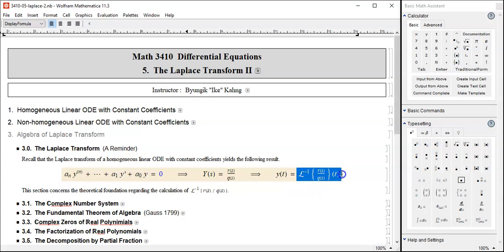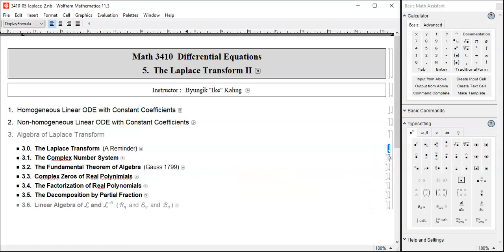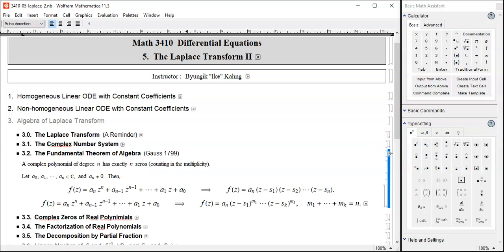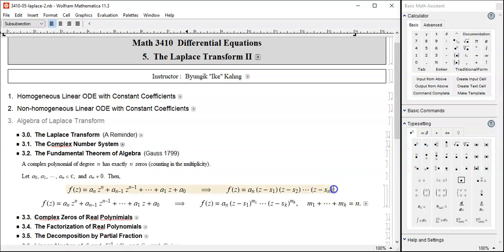How do we calculate this Laplace inversion? Well, if we have a specific rational function, we can do it. In general, how do we do that? And that's where all these were necessary: the complex number system, especially the fundamental theorem of algebra, which says any complex polynomial can be factored completely down to linear factors, either this form or that form with identical factors repeated.